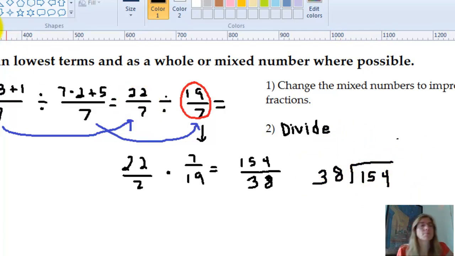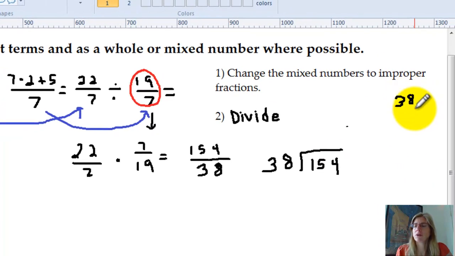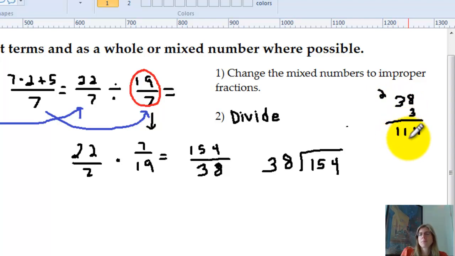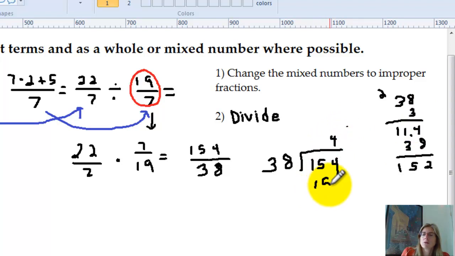So let's try 38 times 3, which I'm just going to work out over here to save time. 8 times 3 is 24. 3 times 3 is 9. 10, 11, I come up with a 114. So let's go 4 times 38, which should be 152.